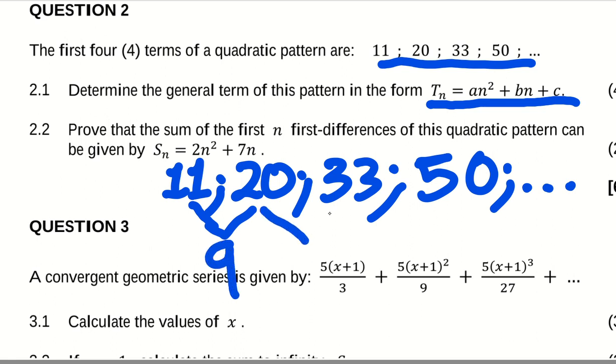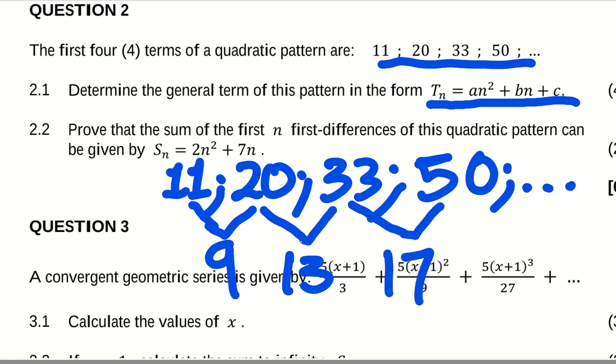Then we look for the difference between the next two terms. So 33 subtract 20 will give us 13. Then we go to the last two terms, 33 and 50. 50 subtract 33 will give us 17. So if you look at the differences we got here, 9, 13, and 17, they are not constant. This is what we call the first difference. The first difference will not be constant if this is a quadratic pattern. The numbers will be different.